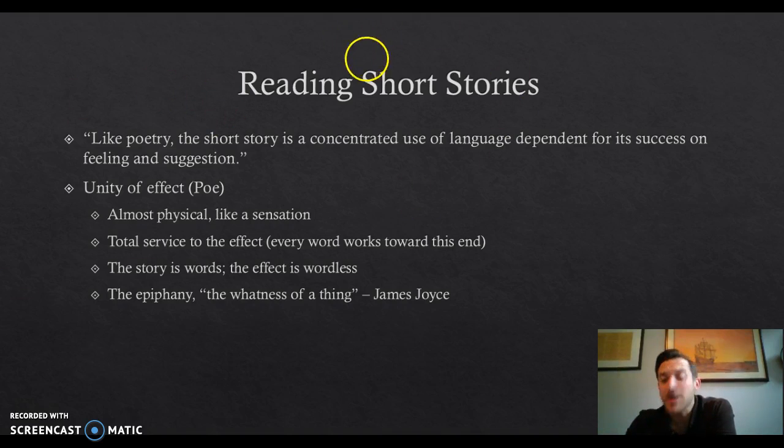So, as described by Poe, the world's first short story scholar, and one of my favorite writers, unity of effect. It's almost physical, like a sensation. So there's a lot of psychological manipulation going into this. We are going to incorporate very powerful images, very powerful word choice in our short fiction.